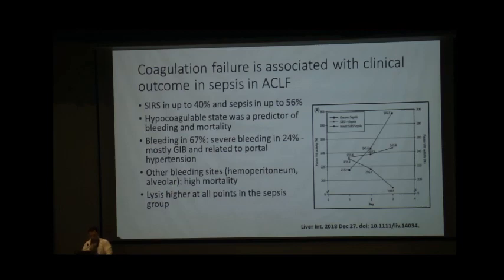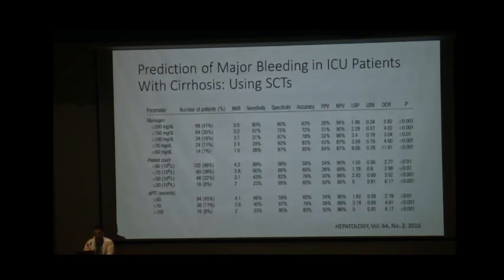The SIRS was noted in up to 40% of the patients, and sepsis in up to 56% of the patients. Hypocoagulable state was a predictor of bleeding and mortality, and bleeding was noted in 67% of this study population, and severe bleeding was noted in 24% of the population. So the hypocoagulable state was common in ACLF patients, and lysis was higher at all points in the sepsis group.